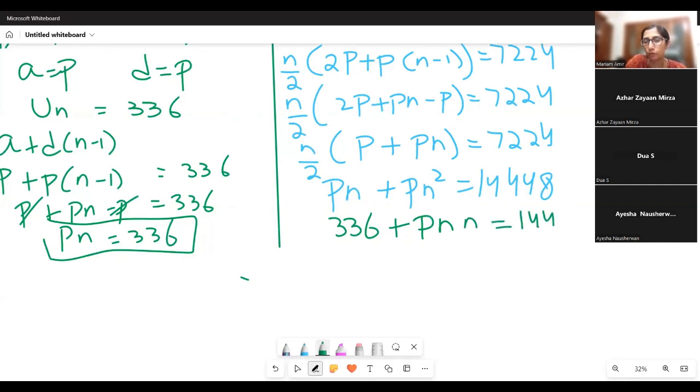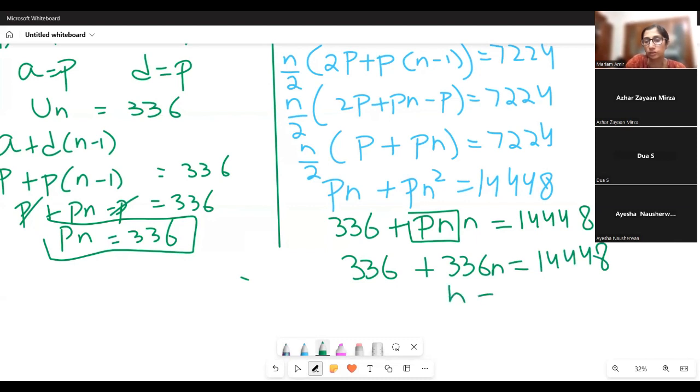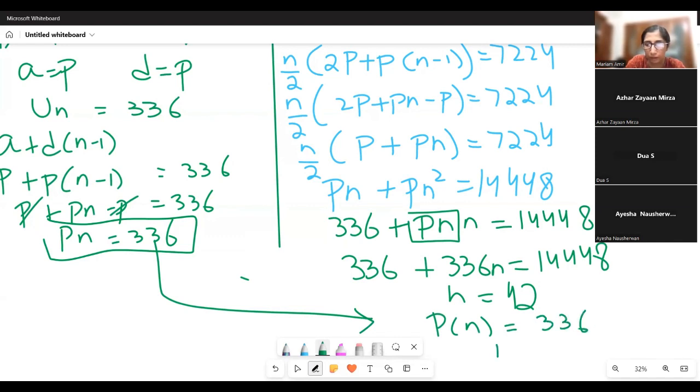Equals 14448. So Pn is 336. So it's going to be 336 plus 336n equals 14448. अब इसको रीअरेंज करो, पहले 336 को माइनस करो, फिर इसको डिवाइड करो, तो you get 42. And once you have that, तो ये फॉर्मूला यूज कर लेते हैं. Pn equals 336, n की वैल्यू आ गई तो P 8 आती है शायद. हाँ, P 8 आ जाए. What you were saying, Dua, would get you the same answer.